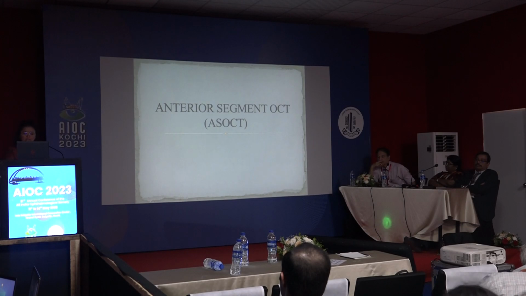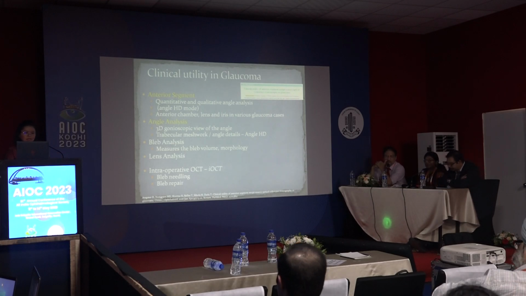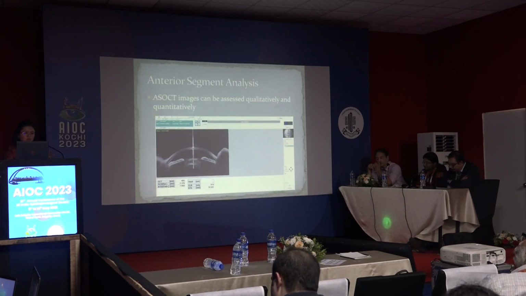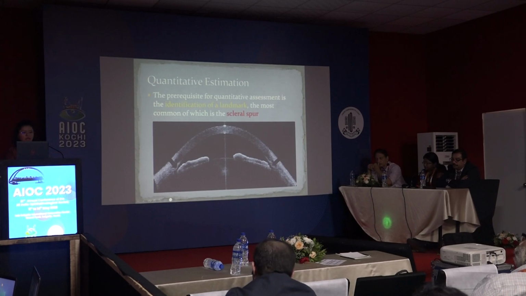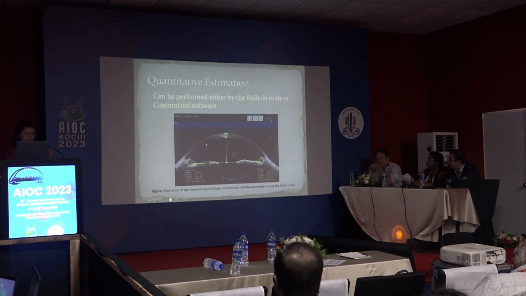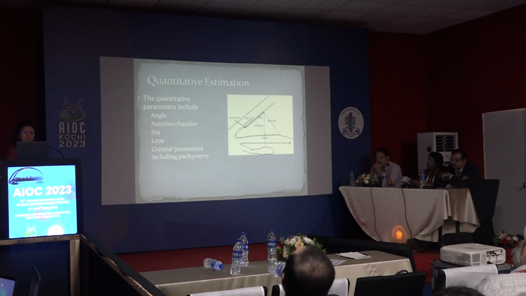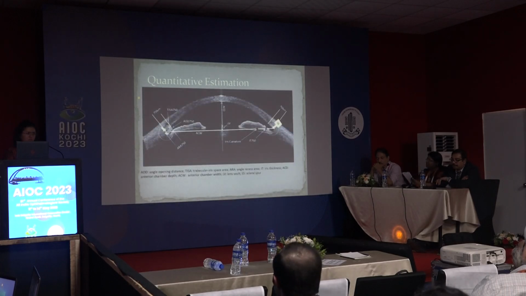The second part of my talk is on ASOCT. ASOCT has a lot of uses, but focusing only on the anterior segment and angle analysis. For anterior segment analysis, it can be used both qualitatively and quantitatively. The most important thing for us is to identify the scleral spur. This is the most important landmark, which is seen as a bump in the inner wall of the sclera. Once we mark this scleral spur, the software automatically calculates all the angle parameters, AOD, 750, TISA, everything. These are built-in tools.